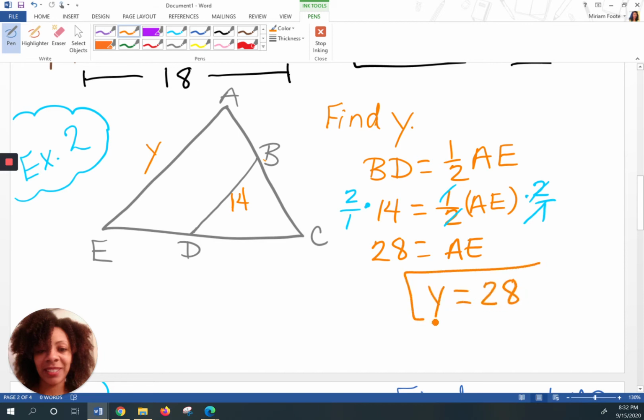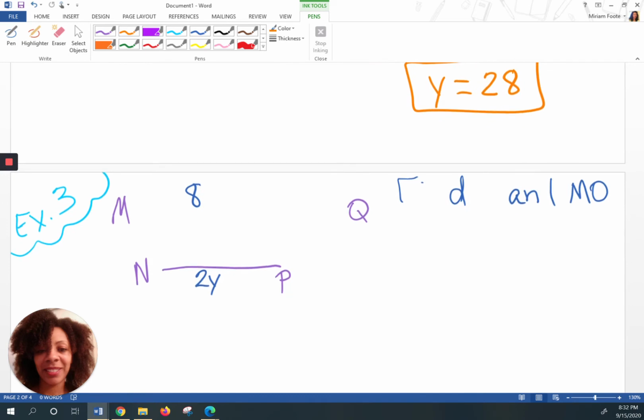And again, I can ask myself, does that make sense? The segment in the middle should be smaller. So that number is smaller than the number you just came up with, which is the longer side that's parallel to the midsegment. If I were to double 14, 14 plus 14, I would end up with 28. If I were to divide 28 by 2, I would end up with 14. That's how you double check your work.